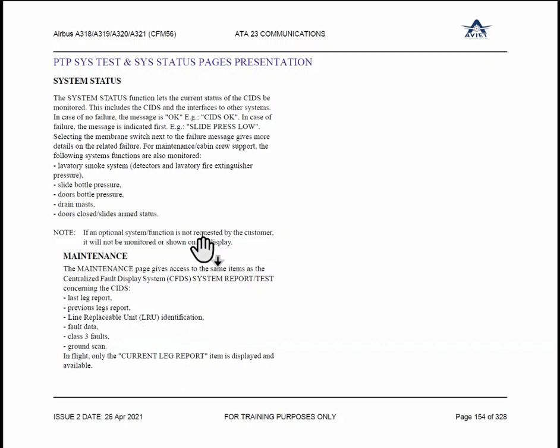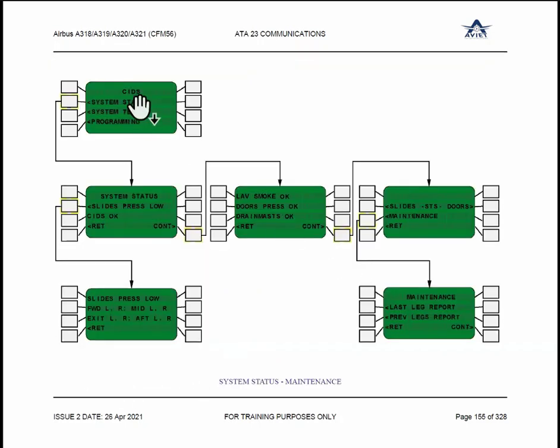Optional system functions not requested by the customer will not be monitored by the display system. Maintenance functions like the last leg report, previous leg report, LRU identification, class 3 faults, ground scanning, everything you can get from here. I'll just quickly pass over these slides because it's a menu driven interaction program.